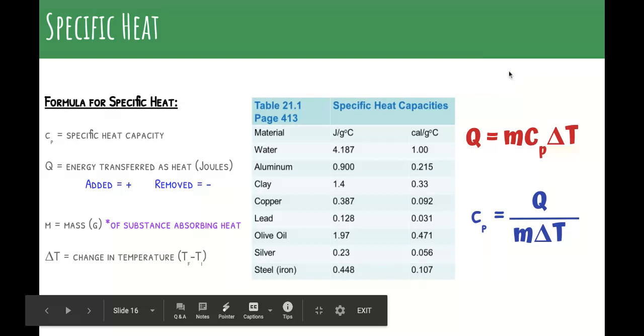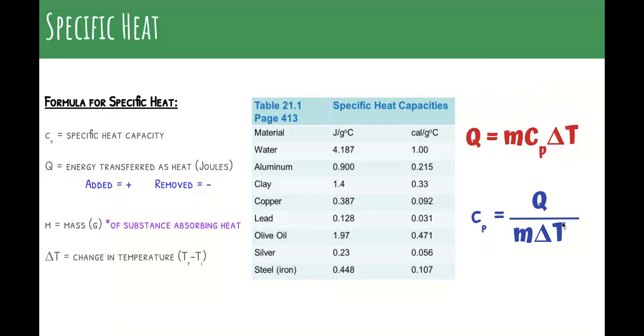Okay, so the formula for specific heat, you guys, I think, worked with this a little bit in physical science, and we did a little bit in chemistry. So you probably are familiar with this. So the formula for specific heat here is you're going to have the energy transferred is Q. Okay, that's going to be in joules. So it could be added or removed. So if it's added, it's positive. If you're removing energy, it's going to be negative.